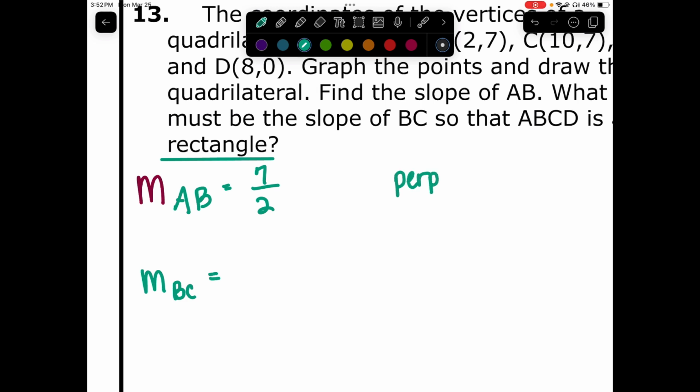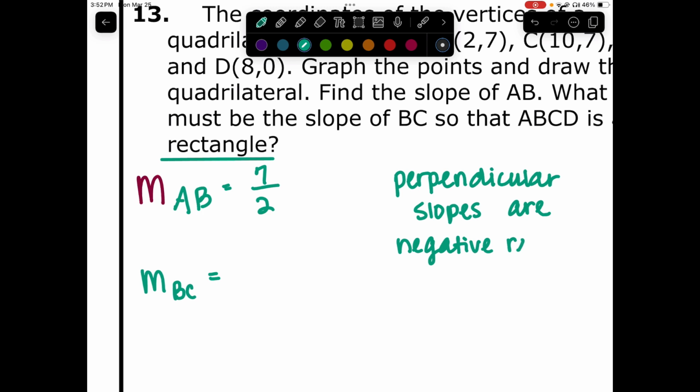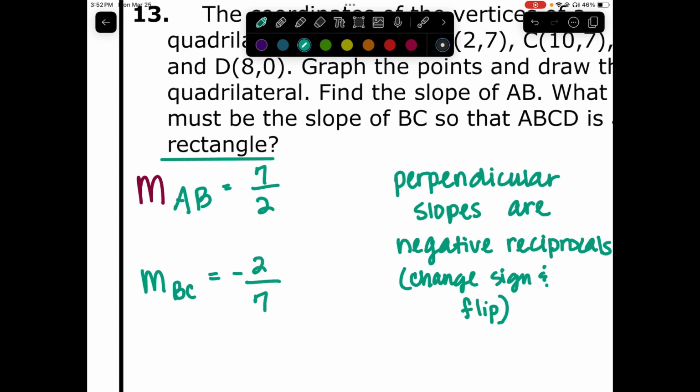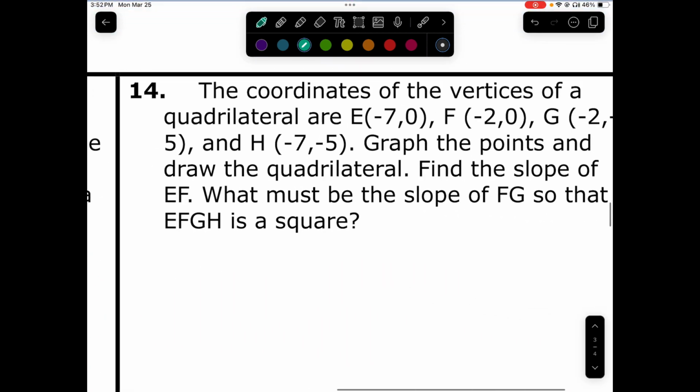So perpendicular slopes are negative reciprocals. Okay, so that means you need to change the sign and flip the fraction. So instead of positive 7 halves, this is going to be negative 2 sevenths. And this would have to be the slope of BC. Go ahead and try number 14.